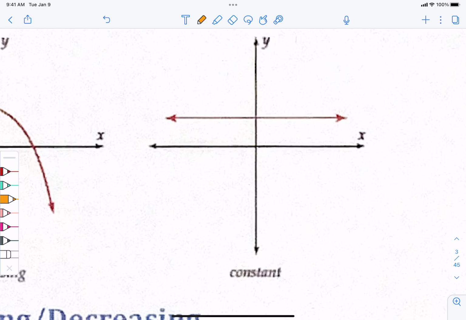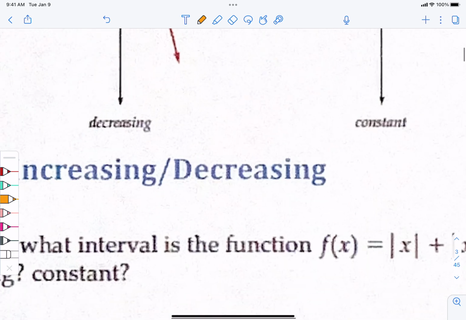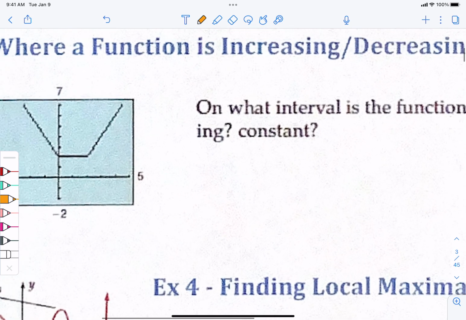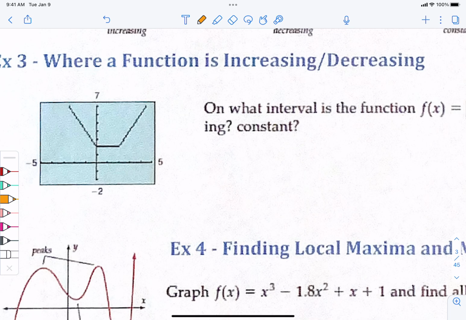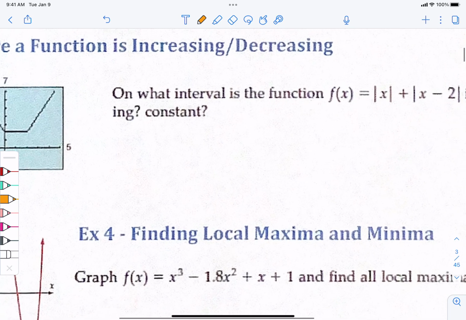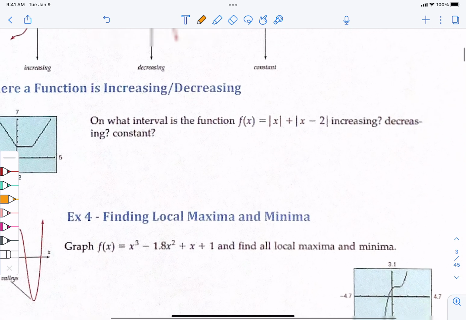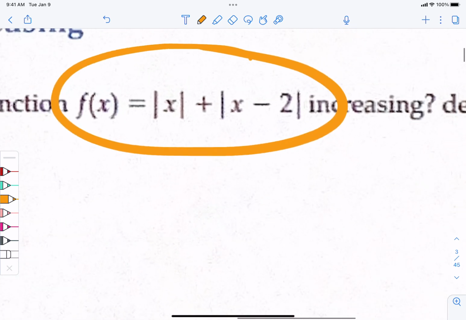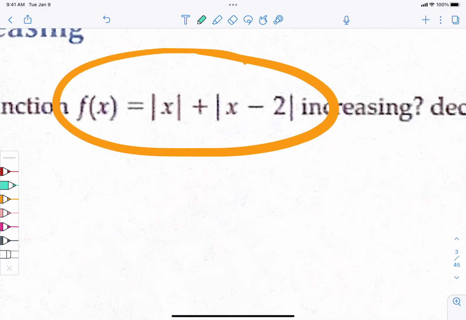Then we will have different intervals for when it is increasing, when it is decreasing, when it is constant, and we'll have to separate it out, which is what we're going to do here. Where a function is increasing, decreasing, constant. They have gone ahead and graphed for us. We don't have to do this, but on your homework assignment, you may have to plug this into your calculator and graph it. So how do I graph that thing? Where do I go to graph it?